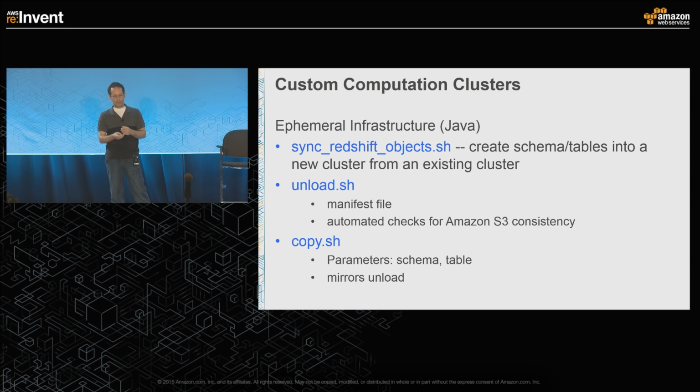The additional pieces of infrastructure, and as I said, we're in the process of open sourcing some of these. If you're going to use custom computation clusters, you don't want to rebuild your cluster every time. You want tools that let you say, hey, OK, I need this schema from my main cluster on this ephemeral cluster. So we have some of those tools. Sync Redshift objects is basically a way to bring over entire schemas to an ephemeral cluster from your main cluster. We have specific unload and copy for transferring the data back and forth. But it sounds like some of the tools that Eric's already open sourced might be more effective than that.